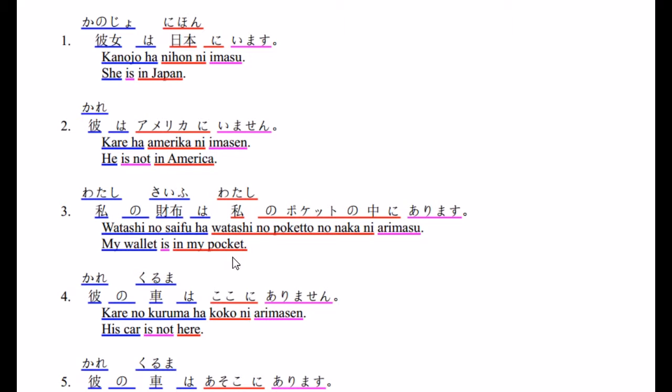My wallet is in my pocket. So please notice here, we have 私のポケットの中. So we practiced using no to describe possession. So I think this is a really good example right here. So 私のポケット, my pocket, ポケットの中. So this character right here means inside. So we have the inside of pocket of me. So the inside of my pockets is how we would translate that sentence.